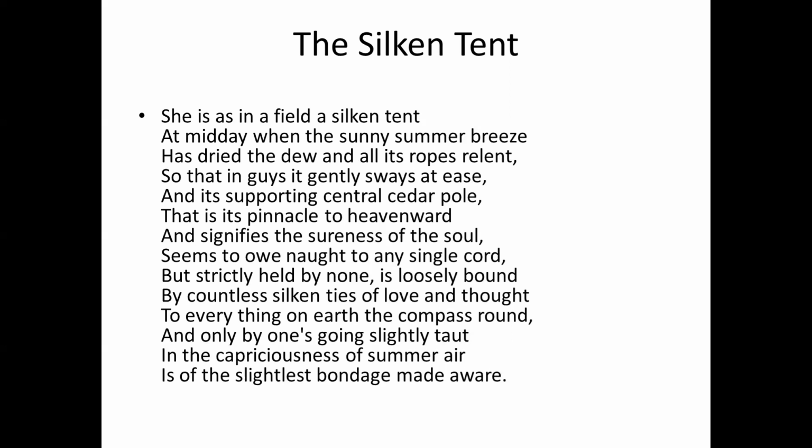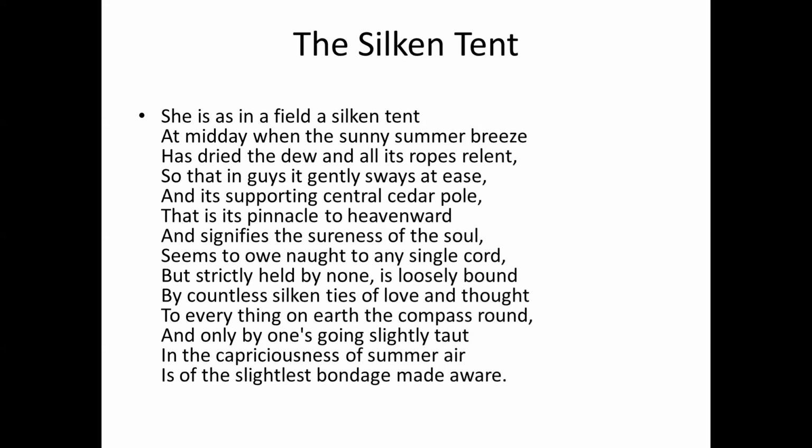And he says that it is not one single cord that holds on to this woman. Cord means some sort of thread or rope that holds on to the tent. So here, if you look at it on the symbolic level, it's actually referring to the different sorts of bonds that a woman has in her life, whether it's the children, her husband, her parents, etc. So he's saying it is not one single cord that she has been tied to, but is loosely bound by countless silken ties of love and thought.